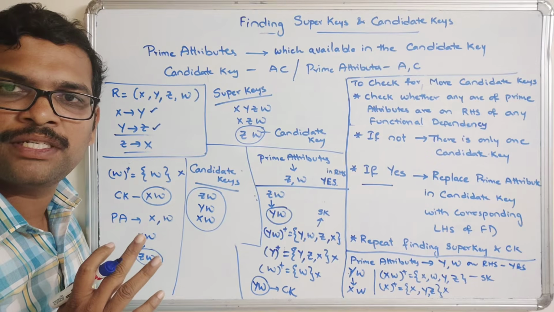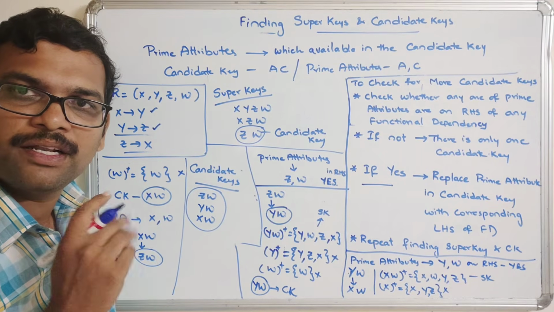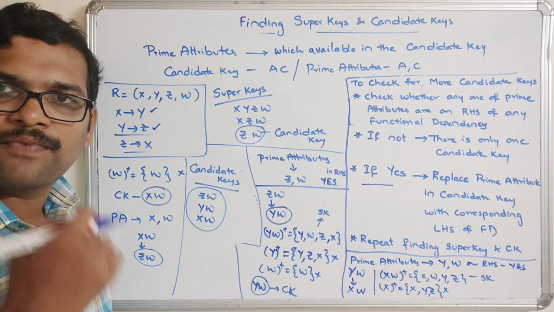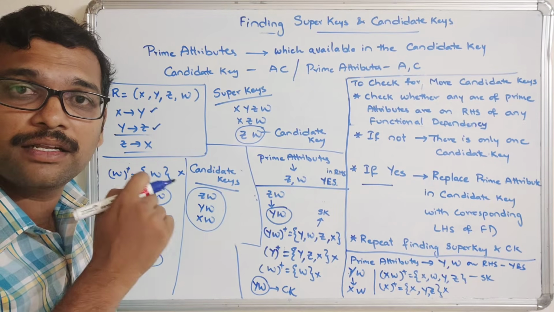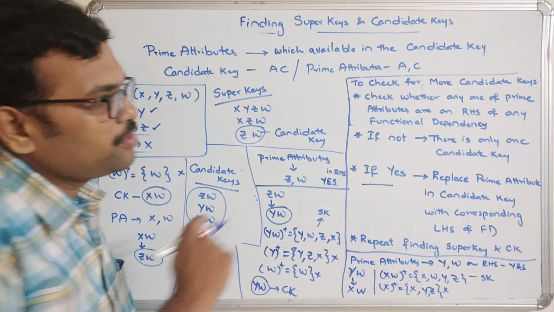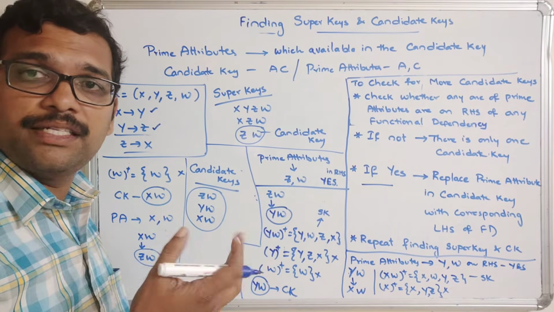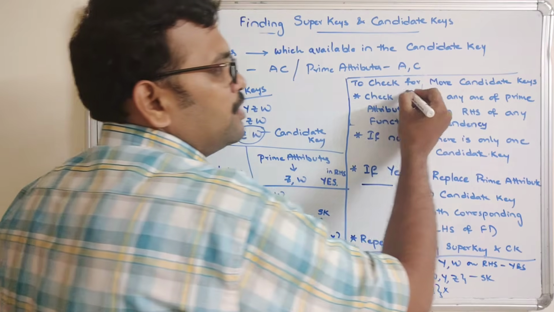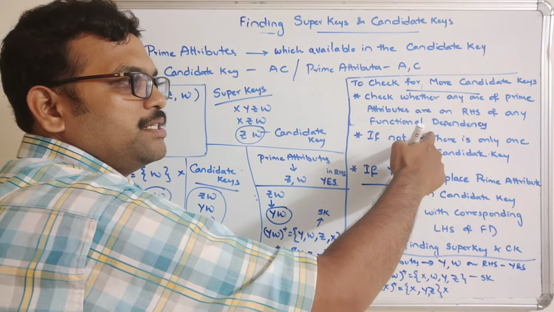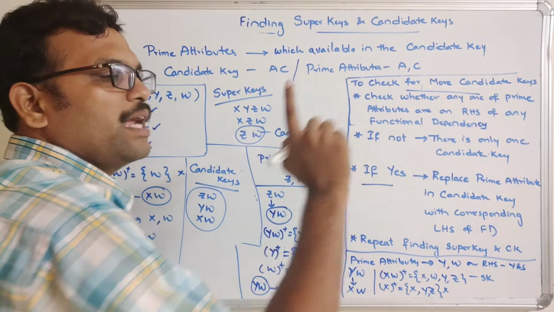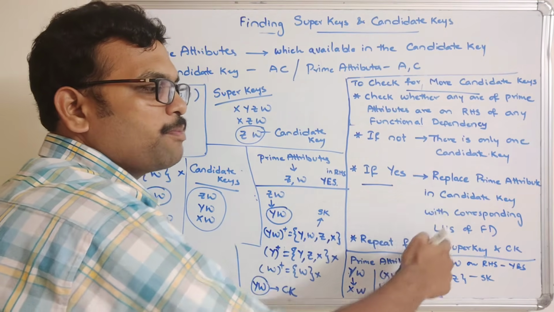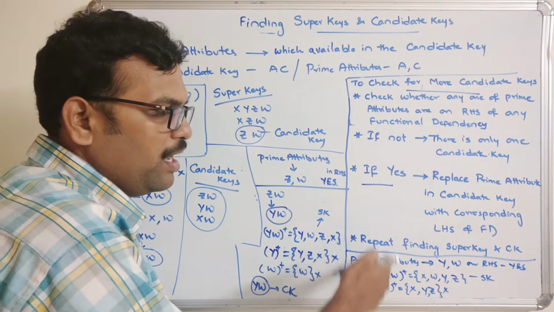So very simple process. The first step is to find the super keys. From that we find the candidate key, and from that candidate key we check whether the relation consists of a single candidate key or multiple candidate keys. How can we say it has a single candidate key? This is the process. We need to check whether any one of the prime attributes is on the RHS of any functional dependency. If not, we can decide there is only one candidate key. If yes, we replace the prime attribute in the candidate key with the corresponding LHS of a functional dependency and repeat the same process.